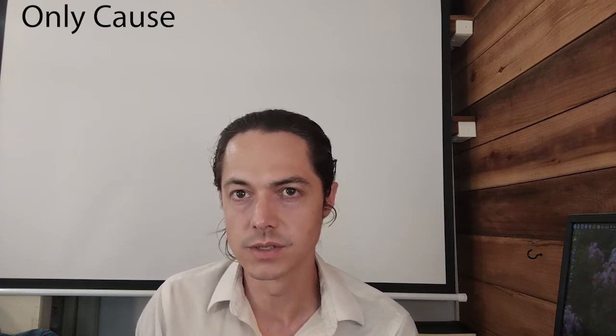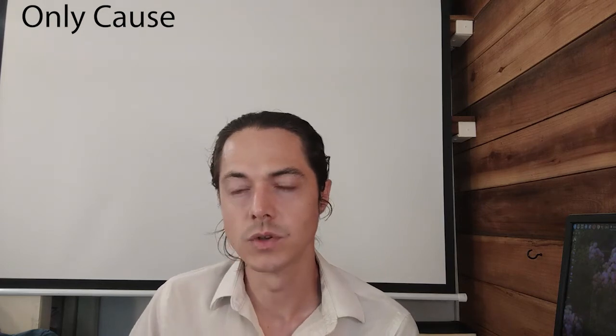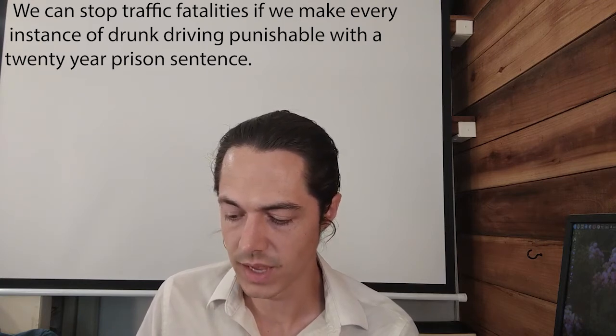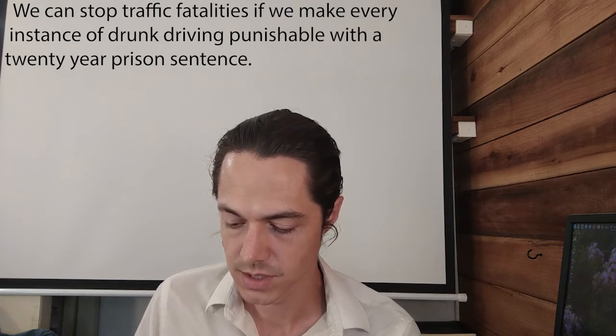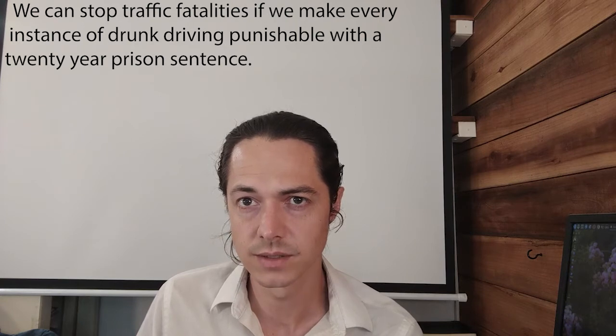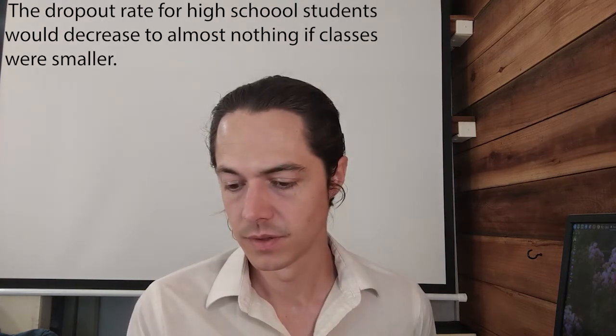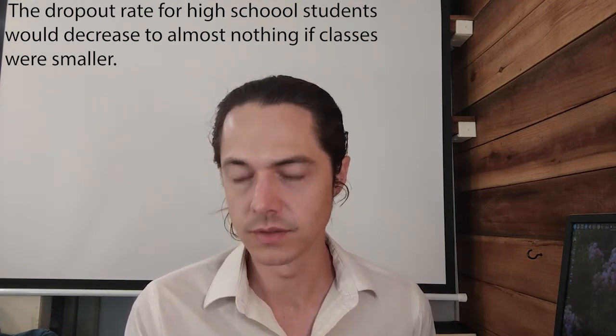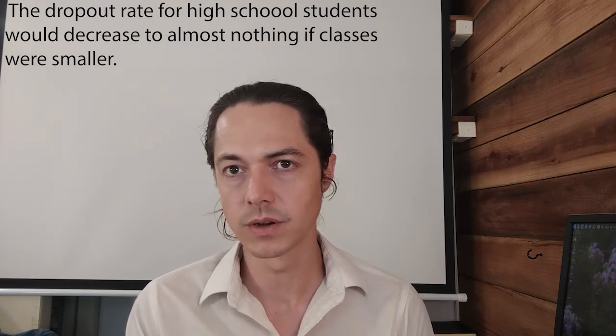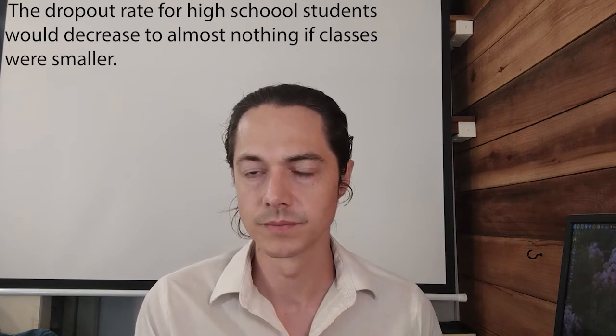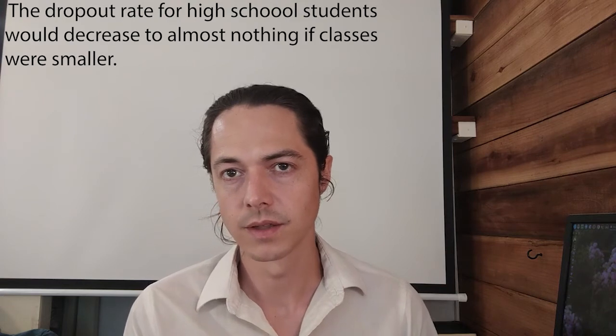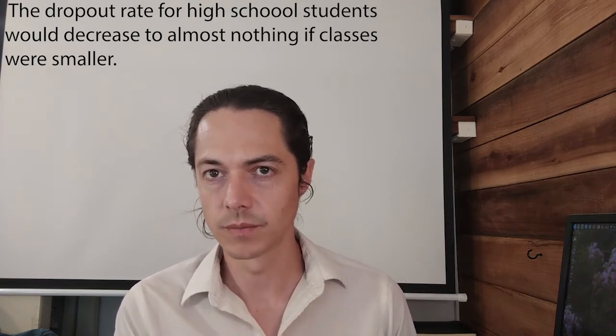The only cause fallacy. So, often complex situations are not the result of a single cause. It's multiple factors that lead to it. So not only is more than one cause probable, it's also true that more than one solution is likely. Some examples. We can stop traffic fatalities if we make every instance of drunk driving punishable with a 20-year prison sentence. So, would that do it? Is that all it would take? No. Another example. The dropout rate for high school students would decrease to almost nothing if classes were smaller. That's a great example of this only cause fallacy. There are many causes, and that may be one of them, but we can't simplify it to a single thing and expect that the complex situation is going to have this result from making one shift.